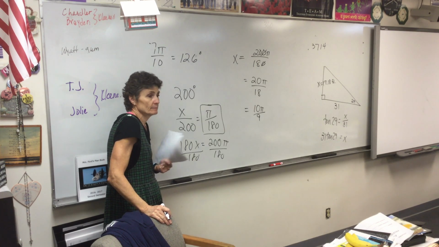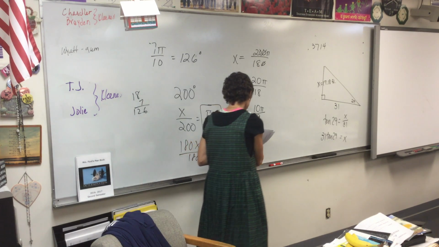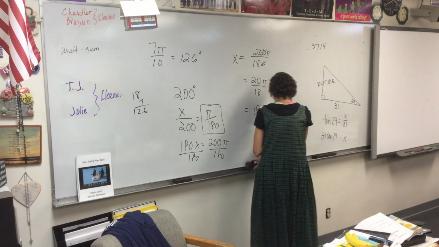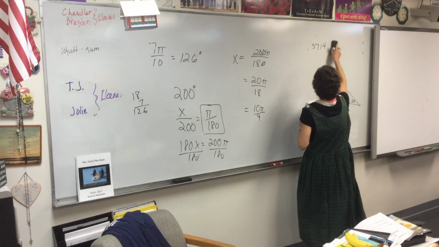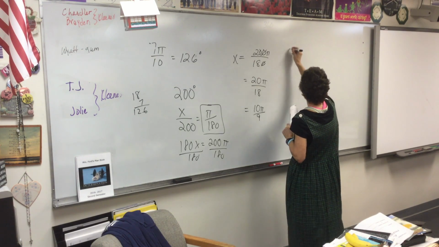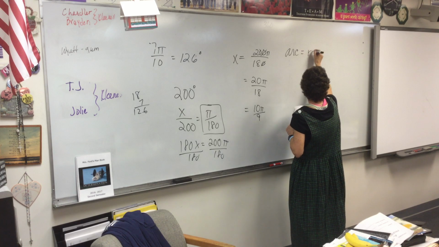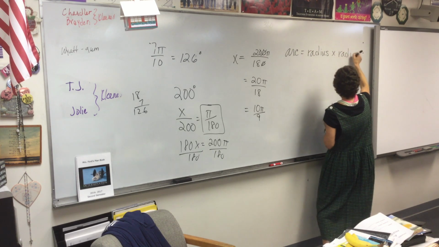Number 3, probably one of the tougher ones. Anybody remember how to find the measure of the arc? What'd you say? Arc length equals radius times radii.